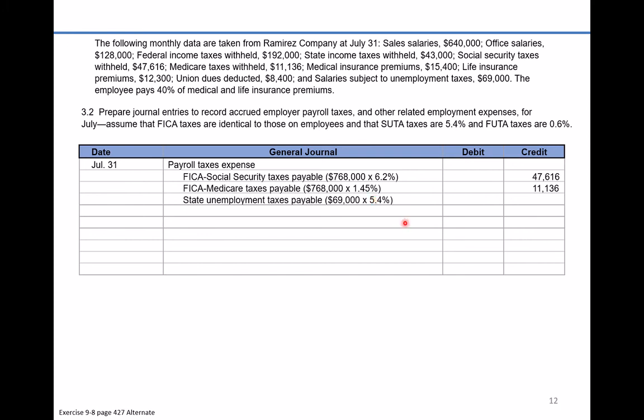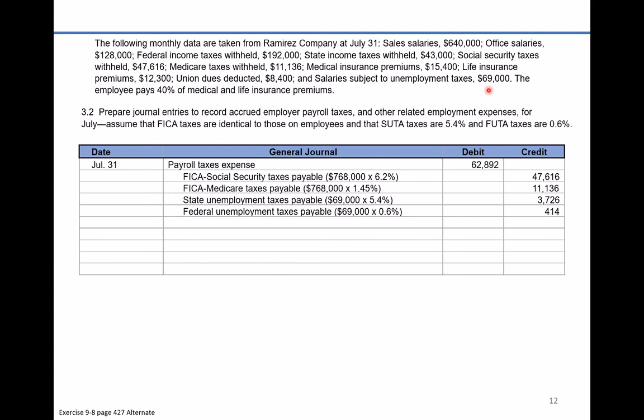State unemployment taxes payable, we saw that was the 5.4%. The State Unemployment Tax Authority has a payable coming to them in the amount of $3,726, which is 5.4% of that cap subject to unemployment taxes of $69,000. Now 0.6% of $69,000 is going to go as a payable to the Federal Unemployment Agency, and we have federal unemployment taxes payable representing the amount that will be forwarded to that FUTA agency. And 0.6% of $69,000 is $414.